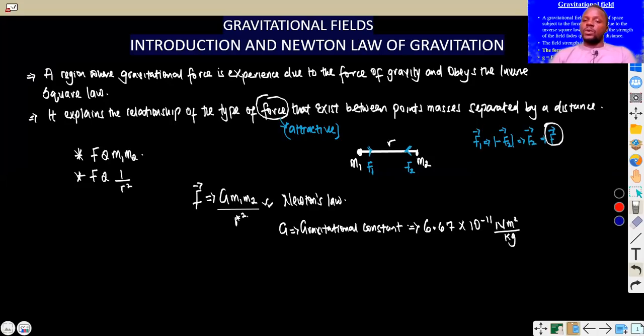So this is the way we relate that, and this is the formula you can always keep in mind, and this is what they call Newton's law of gravitation. So this G is always a constant, and that is that about that. So we move to the next slide.